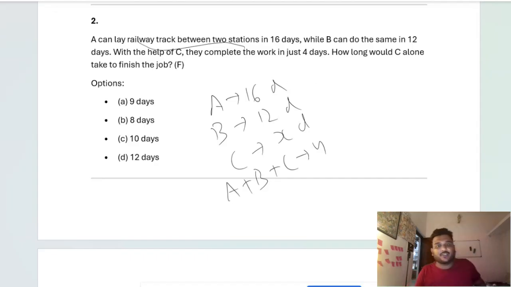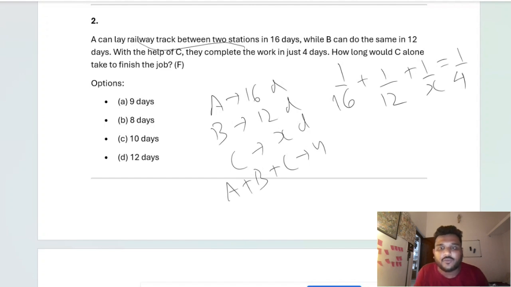So, how will we calculate? Again, I'm giving you a very basic way of doing it. We will do it like this: 1 by 16 is 1 day work of A, 1 by 12 is 1 day work of B, 1 by x is 1 day work of C, and together they are taking 4 days to complete the work. This is how you translate the information in a formula. Now, if we solve this, first of all, multiply both the sides by 4. So this becomes 1 by 4, this becomes 1 by 3, this becomes 4 by x, and this becomes 1.